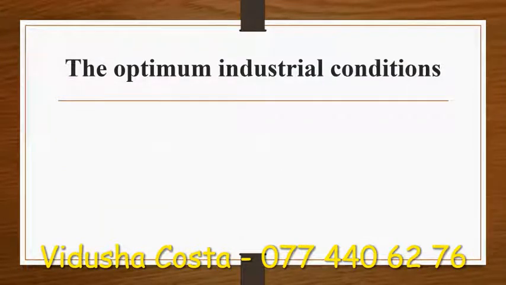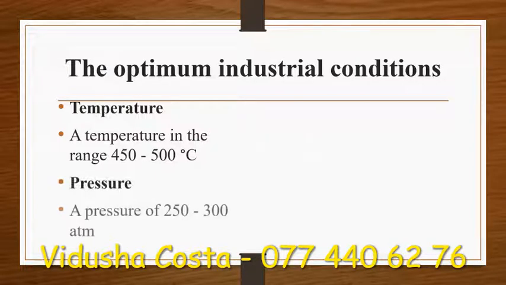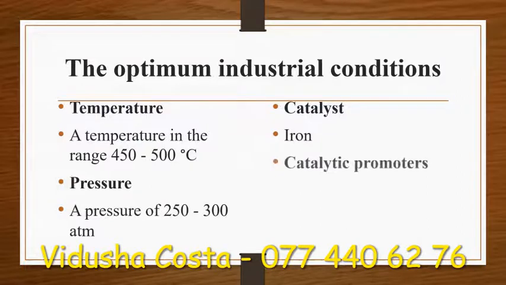You have to know the optimum industrial conditions. You have to learn these by heart. Temperature in the range of 450 to 500 degrees Celsius, pressure of 250 to 300 atm. We use the catalyst iron. Remember, iron is the catalyst. Catalytic promoters are used to increase the action of the catalyst: K2O, Al2O3. You have to remember these ones.